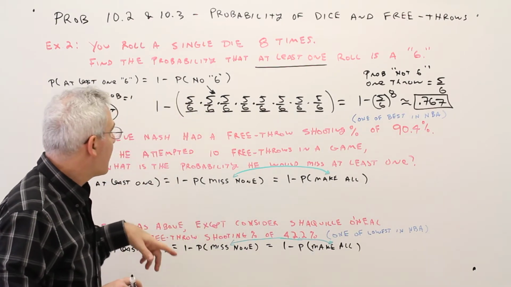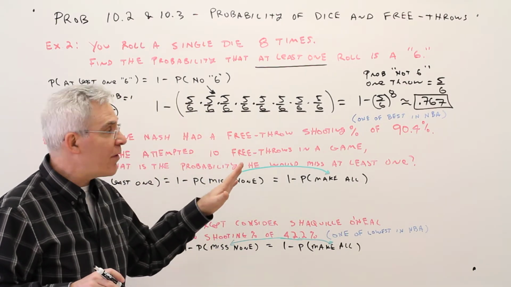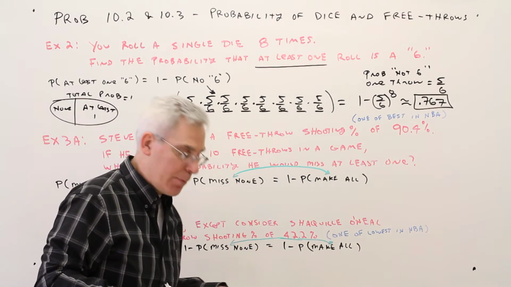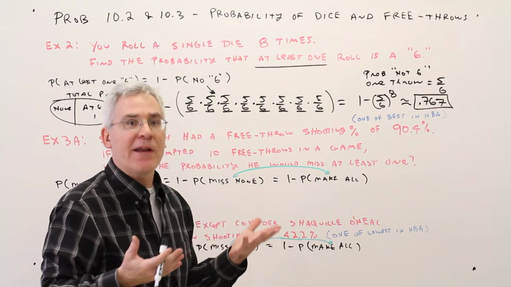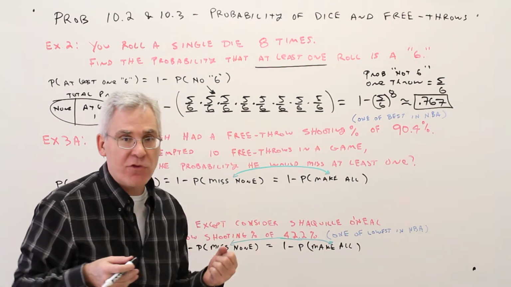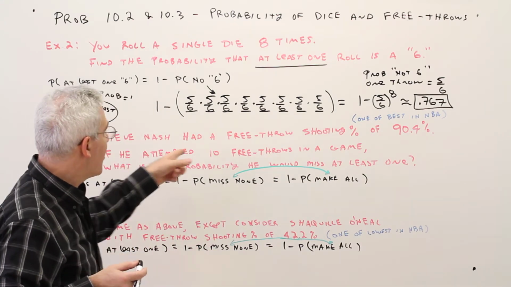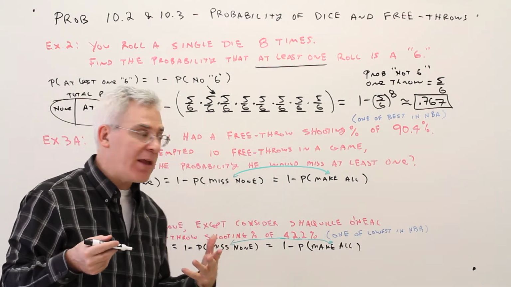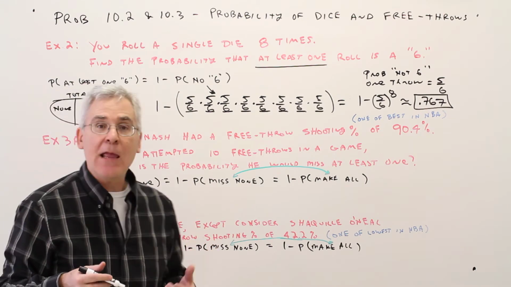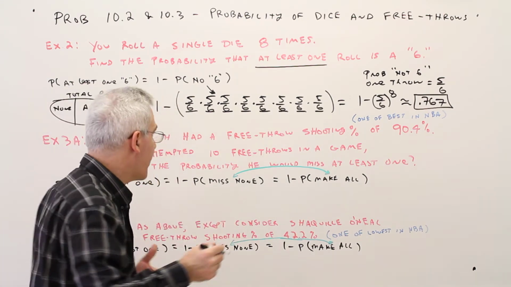All right, so Steve Nash had a free throw shooting percentage of 90.4%. That means every time he went to the line, there was about a 90.4% chance he would make his free throw. So let's suppose he attempted 10 free throws in a game. What's the probability he would miss at least one?